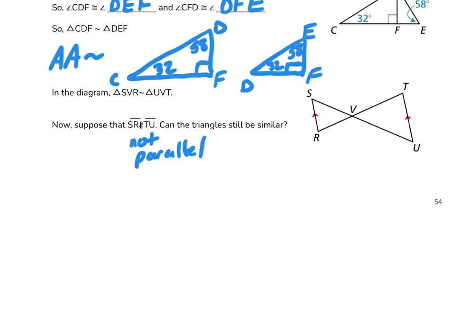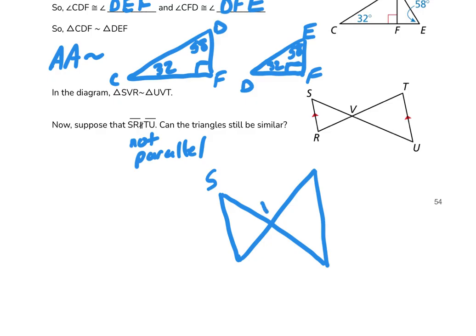So if SR and TU are not parallel, so if I were to redraw this picture, and this time we don't know if they're parallel, what's the only angle that we know is congruent? Yeah, the vertical angles, right?